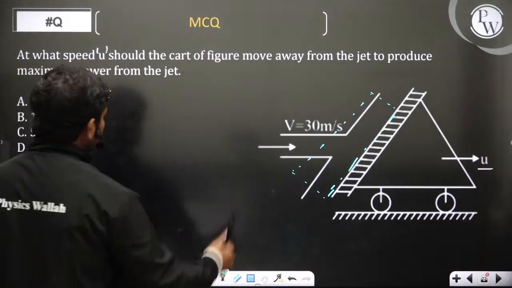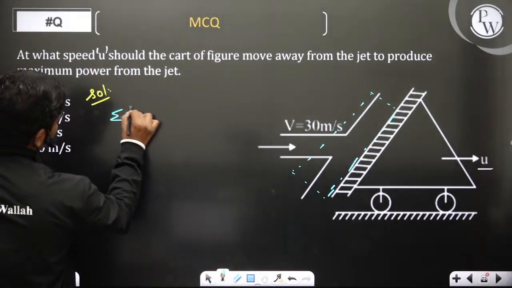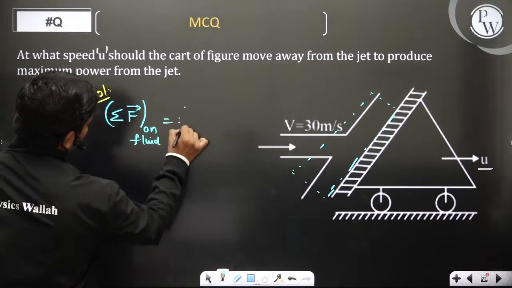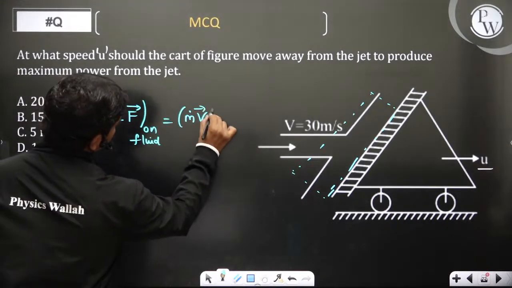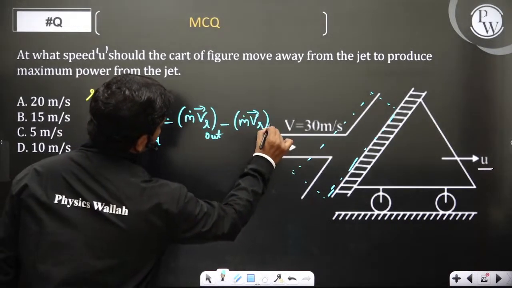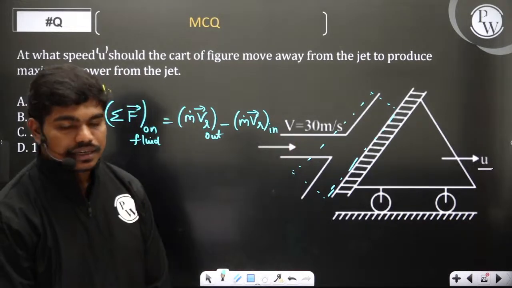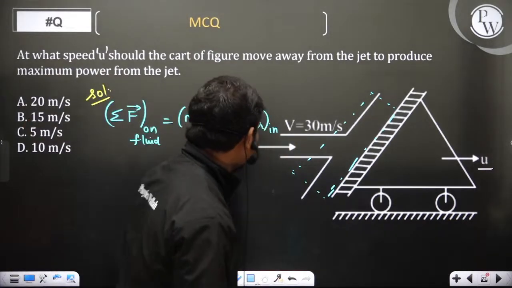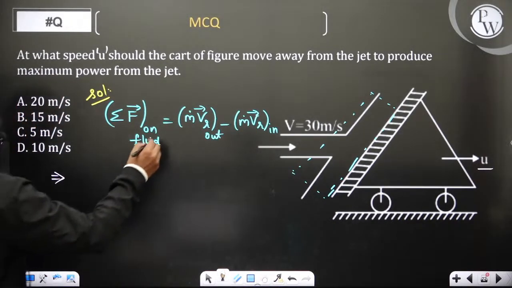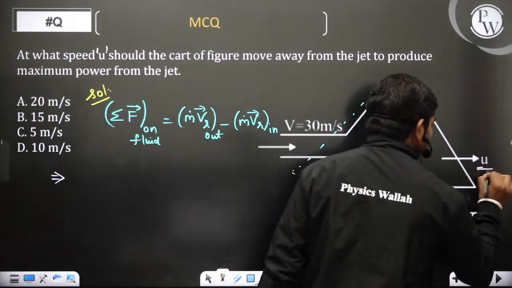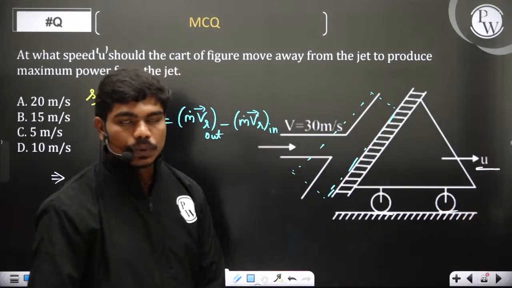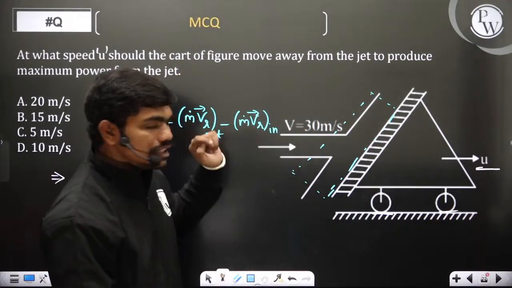Now, if you see, sigma F acting on fluid is equal to m dot V relative at the outlet minus m dot V relative at the inlet actually here. So this is at the inlet. Now if you see clearly, this is also moving with mass. So the cart is actually moving in the x direction. You see velocity is given in this direction because these wheels have to stay on the ground at any time. So we have to calculate the power exerted by the jet to be maximum.